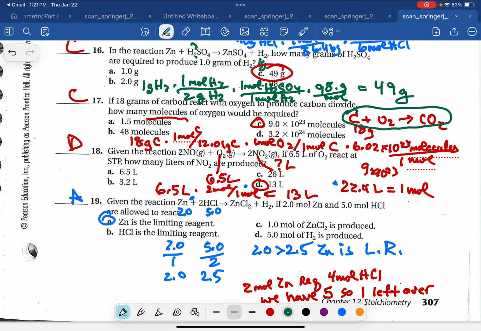19, given the reaction, 2 moles of zinc and 5 moles of HCl are allowed to react. All right, so I took my 2 moles divided by the coefficient. I got 2 moles of reaction. I took my 5 moles divided by the coefficient, which was 2. I got 2.5. 2 is less than 2.5. So zinc is the limiting reactant, and that's letter A.